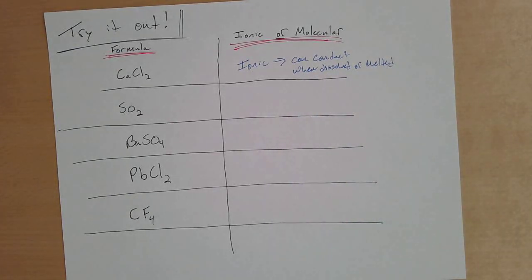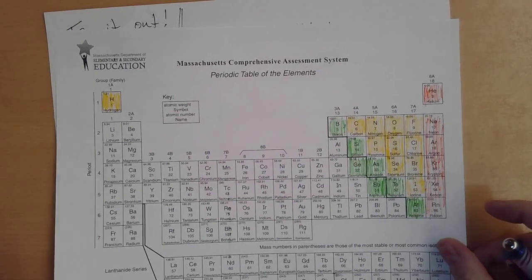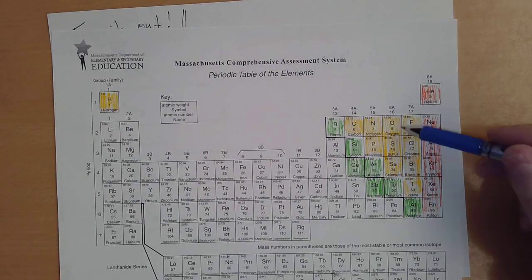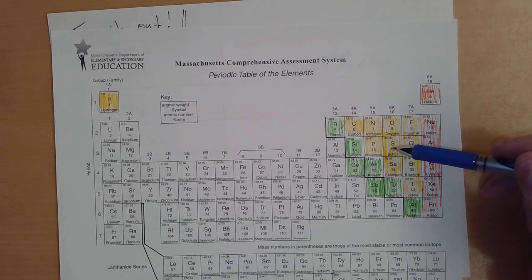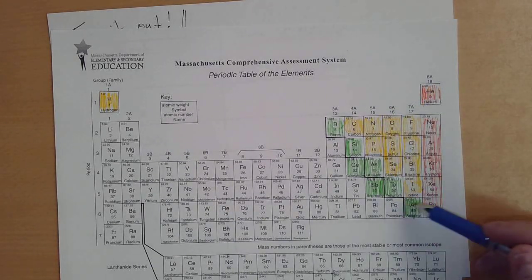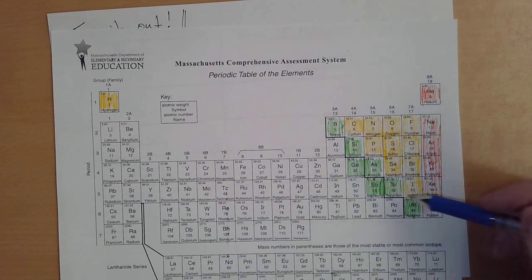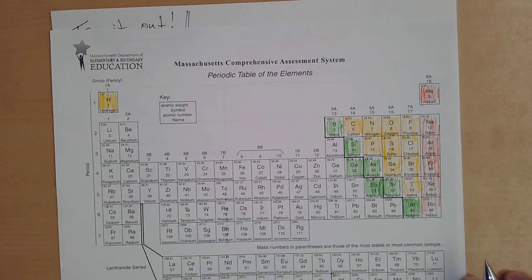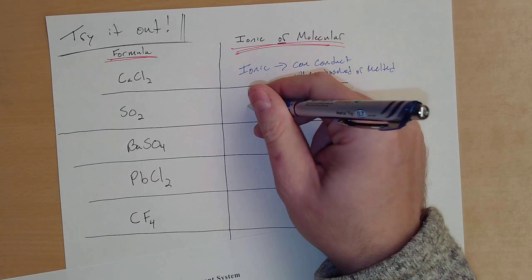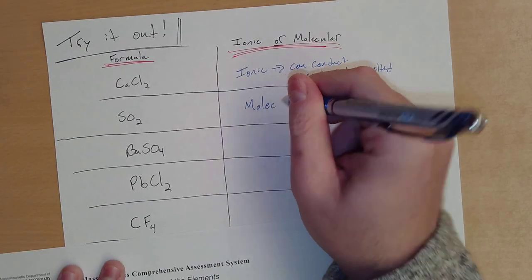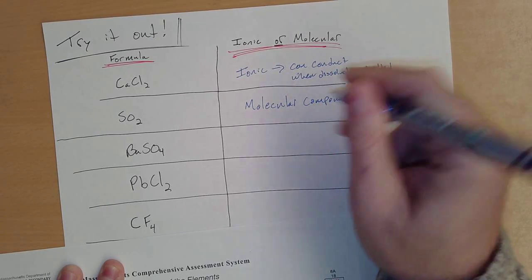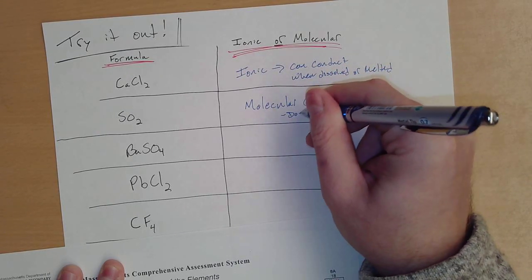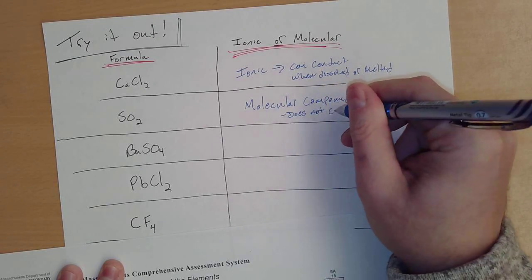Next we have SO2. So now I need to find SO2. Can I find the symbol S and can I find O? Well, I know O is over here because that's oxygen, right? And then S. So that's S and that's O. Only made of things that are over here, only made of those nonmetals. So therefore we have a molecular compound. It does not conduct.